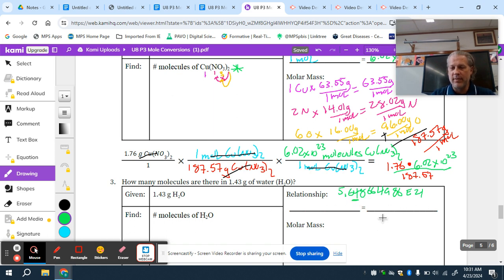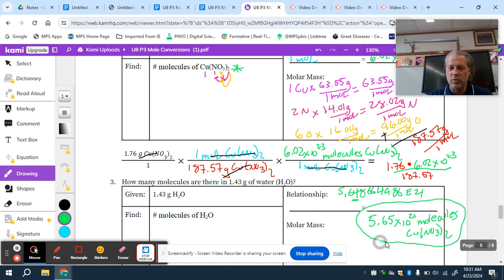So I'm going to rewrite that to be 5.65. We are then going to take it out of calculator language and put it into human language, which means times 10 to the 21. And that's going to be molecules of CuNO3 2. So this is our final answer. And yes, I spilled over a little bit into the next problem, which you still have to do.